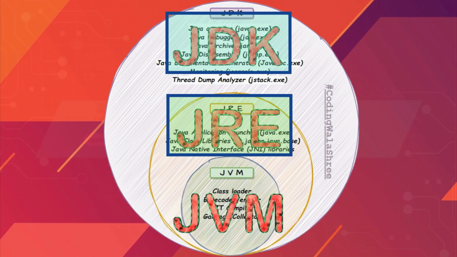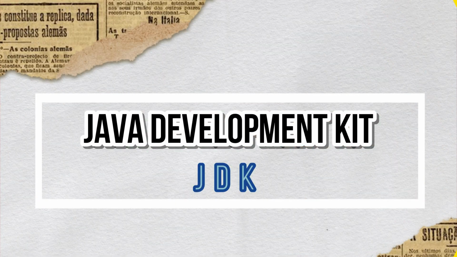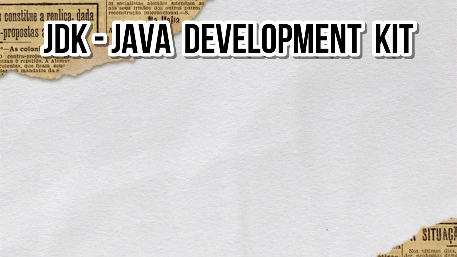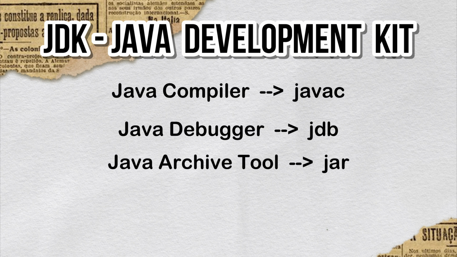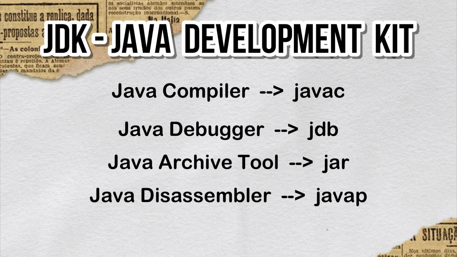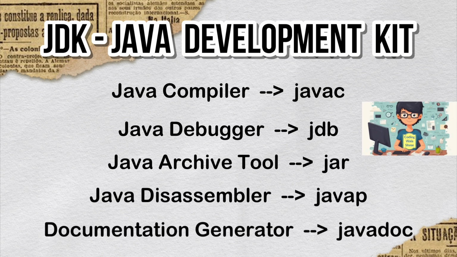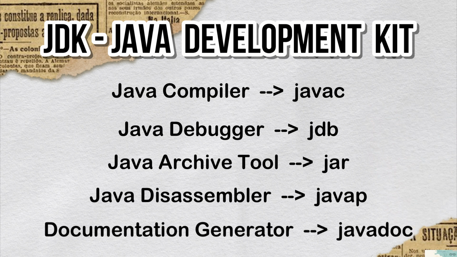for your development journey. JDK is the Java Development Kit. It offers tools which are required for development. For example, Java compiler, Java debugger, Java archive tool, that is jar, then Java disassembler for decompiling the bytecode, then document generator, and so on. These tools are required only for development and not for execution of the Java program.